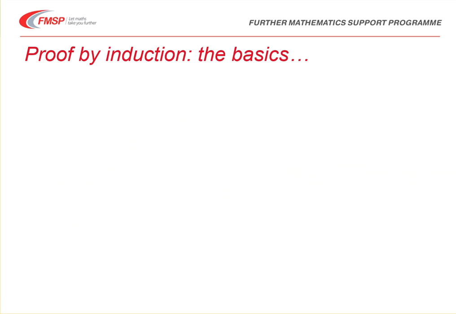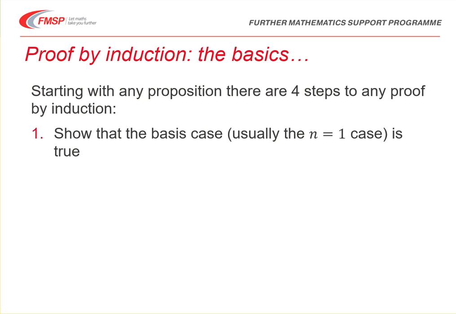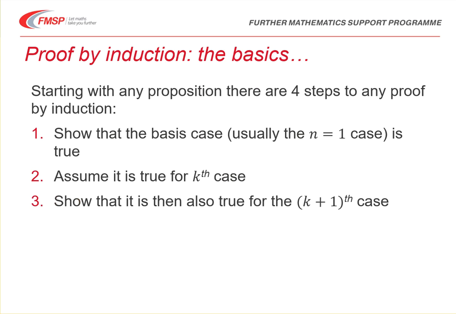So if we do a quick run through of the basics of proof by induction. Starting with any proposition, the thing which we want to prove, there are 4 steps to a proof by induction. The first is to show that the basis case, usually the n equals 1 case, is true. The second is to assume it's true for the kth case. The third, which is the inductive step, is to show that it's then also true for the k plus 1th case. And the 4th step is to make a conclusion.